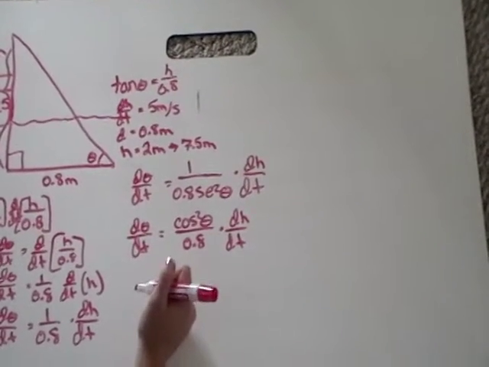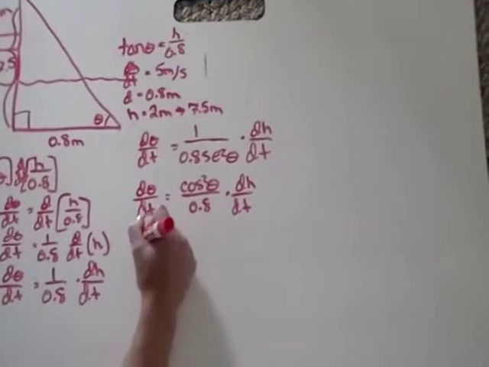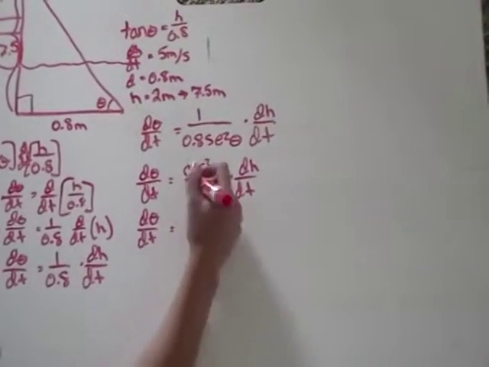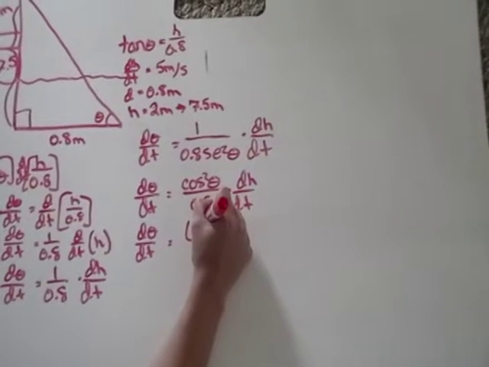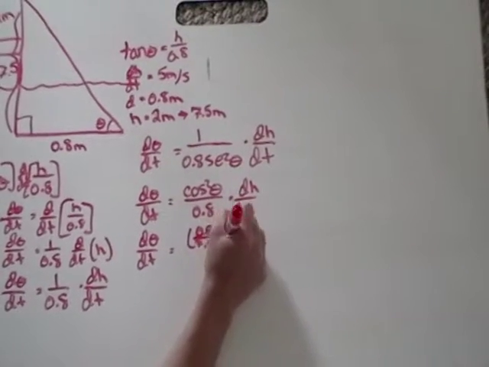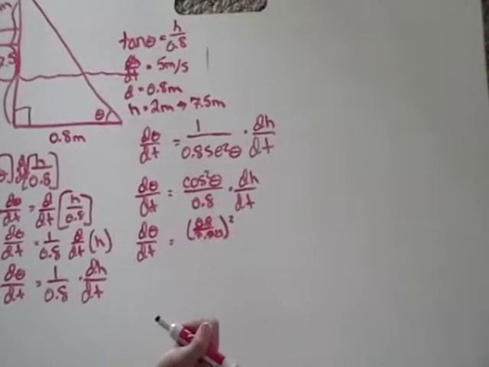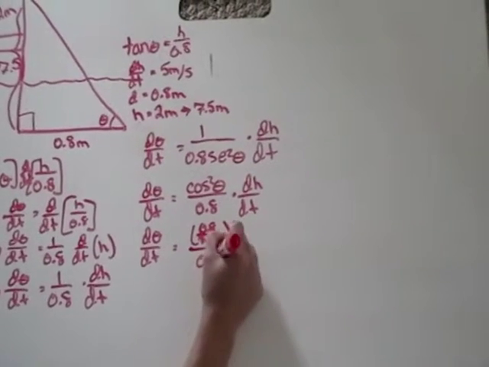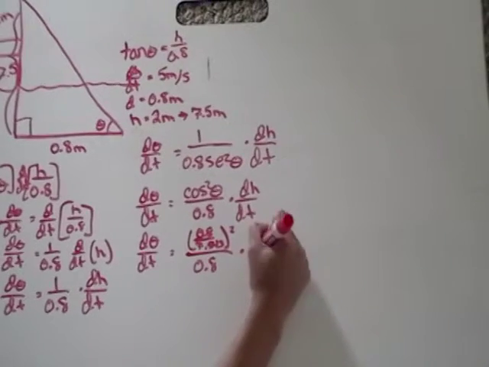Now let's plug in the numbers that we're given. D theta dt is equal to (0.8 over 7.543) squared divided by 0.8 times 5.